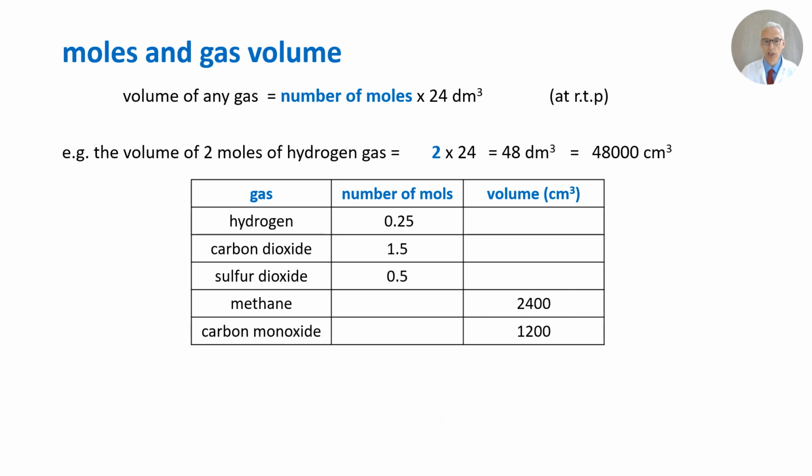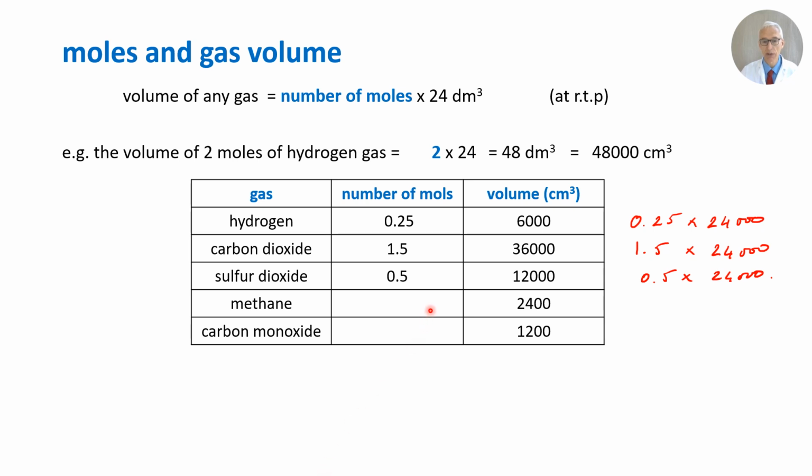Okay, so the first answer is 6,000. I got that by 0.25 times 24,000. 1.5 moles is 36,000 centimeters cubed. That's 1.5 times 24,000. I hope it's seemingly obvious. 12,000, 0.5 times 24,000. But what about this next feature?